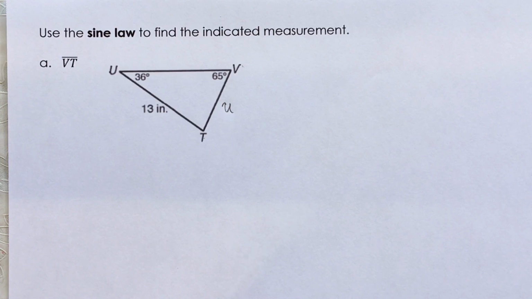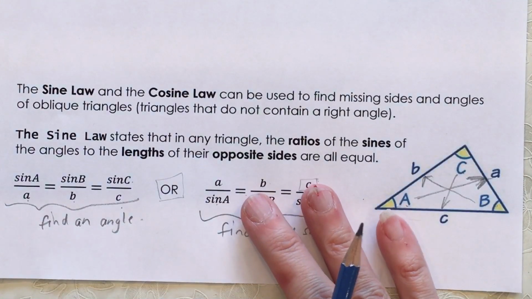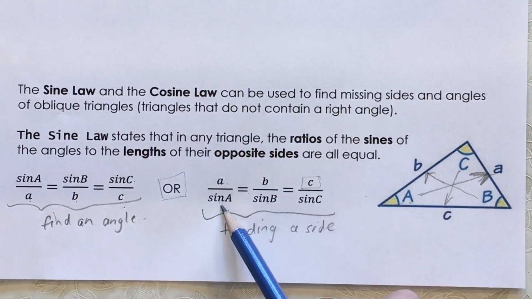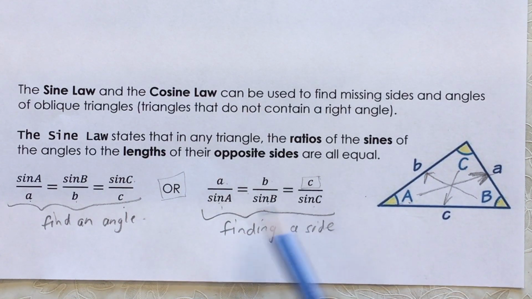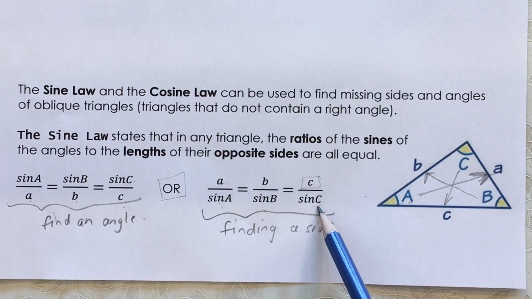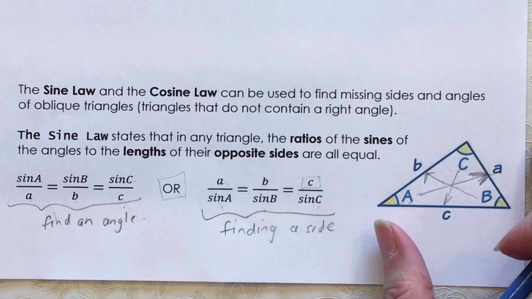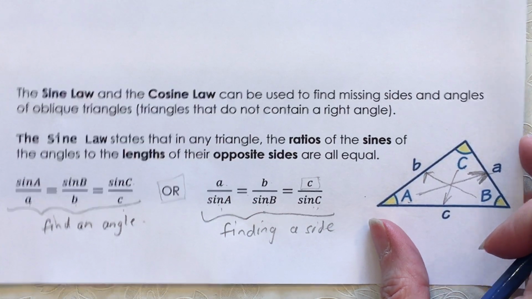And rather than thinking about the sine law as always having to be in terms of A, B, and C, we want to think of it more as a pattern. So the length of a side divided by the sine of the angle opposite it is constant for all three sides and angles. That's how you want to think of the sine law. You don't want to rename all the sides and angles A, B, and C every time.